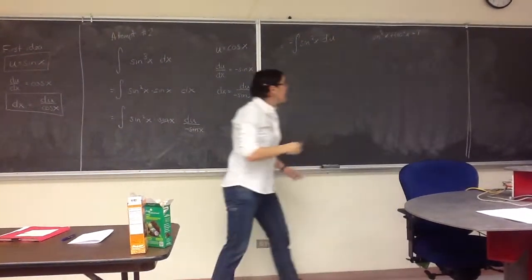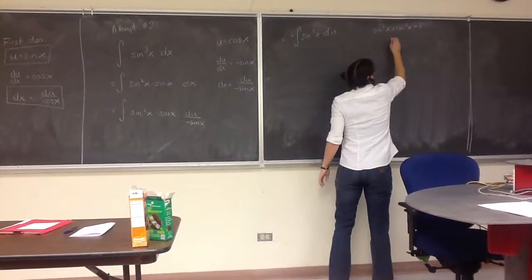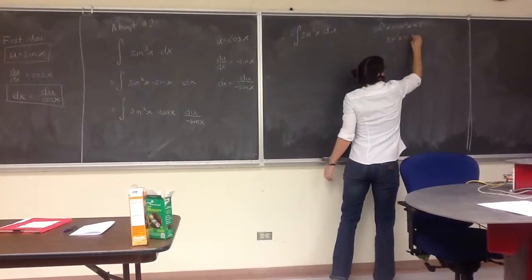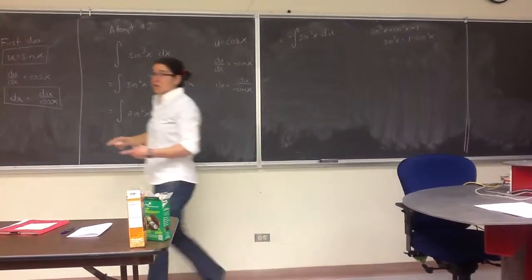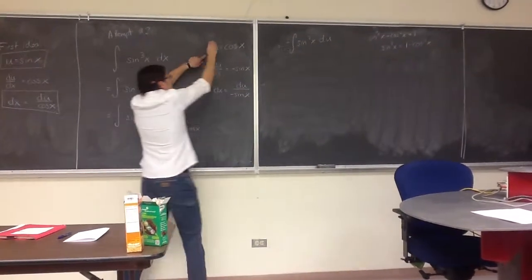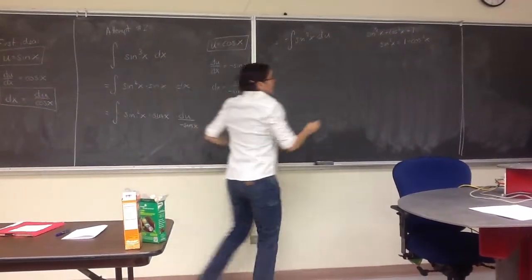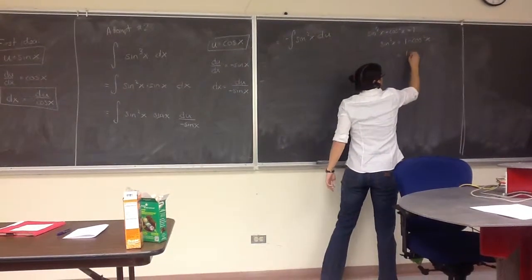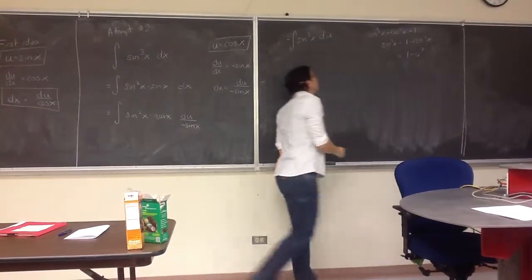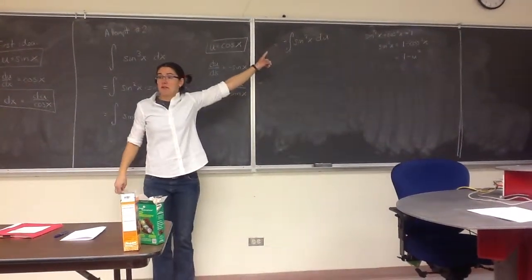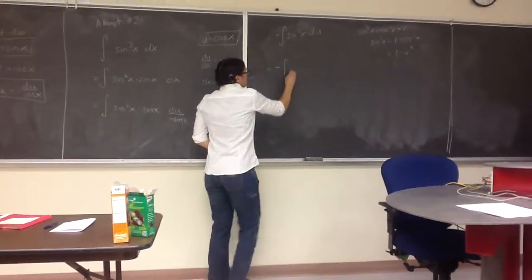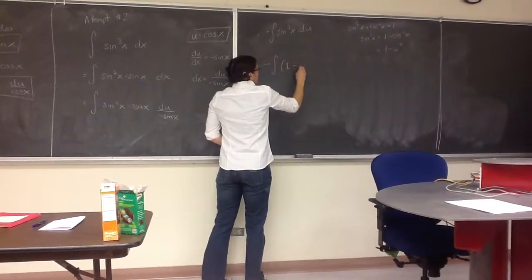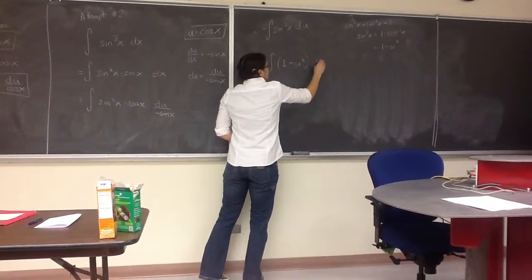We can solve that for sine squared x. So sine squared x is equal to 1 minus cosine squared x. And since our u choice was that u is equal to cosine x, 1 minus cosine squared x is the same as 1 minus u squared. So we can make that replacement in our integrand, and we have negative the integral of 1 minus u squared du.